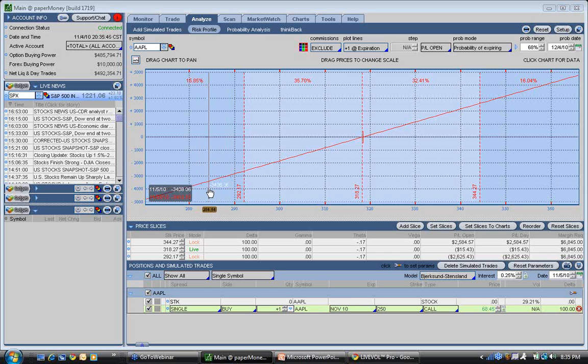Someone's asking, standard deviation is about 68%? 68, 67, 66. Yeah, that does hold for options.